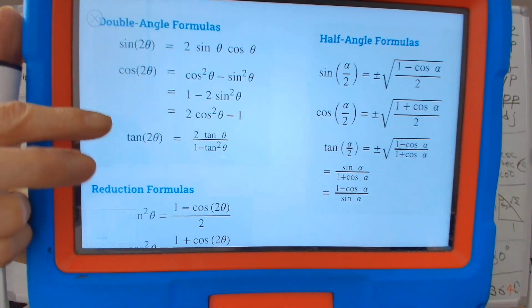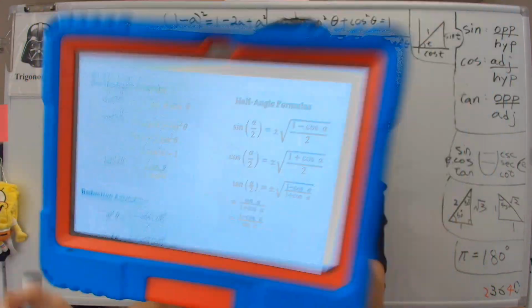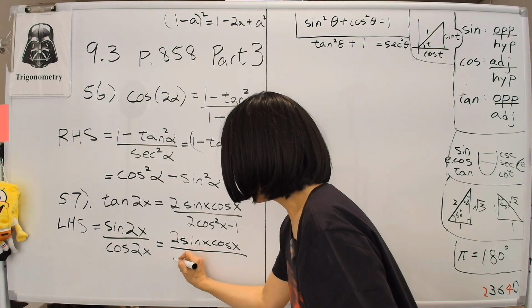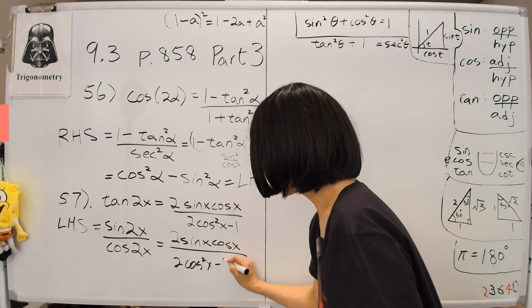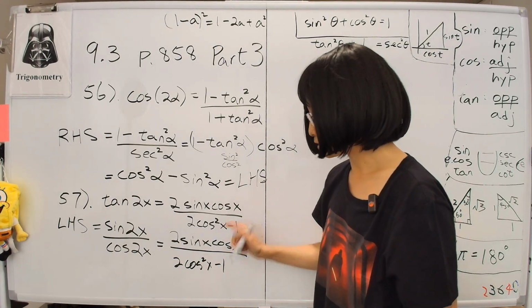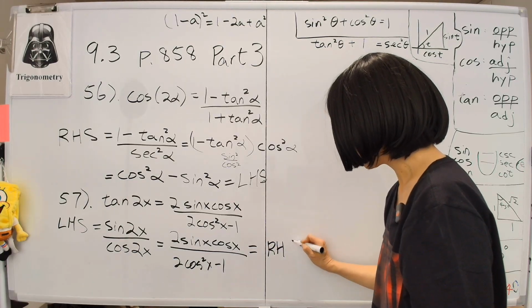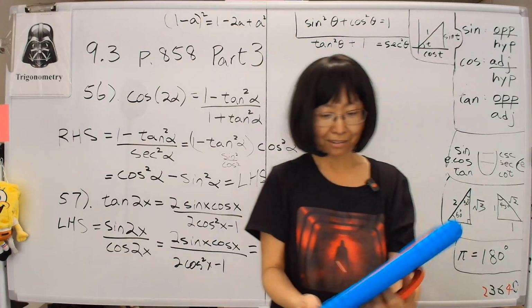And look over here. This one, let's choose this one. It says 2 cosine squared theta minus 1. So cosine 2x is equal to 2 cosine squared x minus 1. And that's exactly what we're trying to prove. So this is equal to the right-hand side, and we are done. Here we go. All right, so that was a quick one.